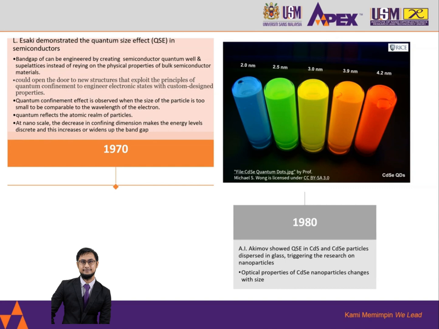In 1970, Leo Esaki, a Japanese physicist that won the Nobel Prize in 1973, demonstrated the quantum size effect in semiconductor. In early years of semiconductor optoelectronics, the bandgap that could be achieved were largely determined by the physical properties of key III-V materials like gallium arsenide and its alloys, such as aluminum gallium arsenide and indium gallium arsenide. Then in 1970, a major breakthrough occurred when Esaki invented the semiconductor quantum well and superlattice.